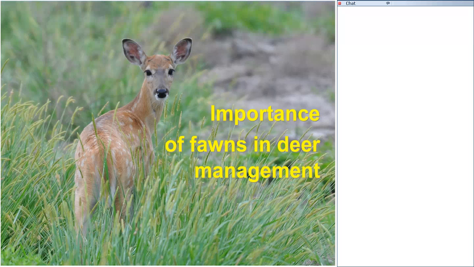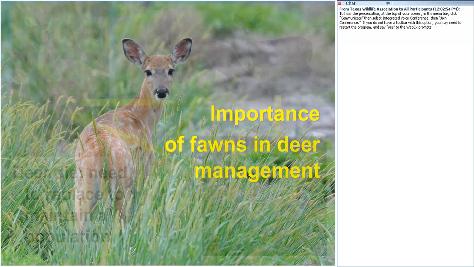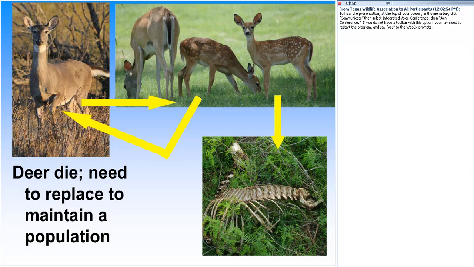So what I want to start with is just a few slides to help us get in the right frame of mind about the importance of fawns in deer management. Then we'll move into some research and things we've been learning about different patterns of fawn production here in Texas. So the first reason that somebody who's concerned with deer might be concerned also with fawn production is that to have deer in the environment, we need fawns to replace the deer that die. Deer die naturally, and so you need fawn production at least equal to the number of deer that are dying to keep a sustainable population.